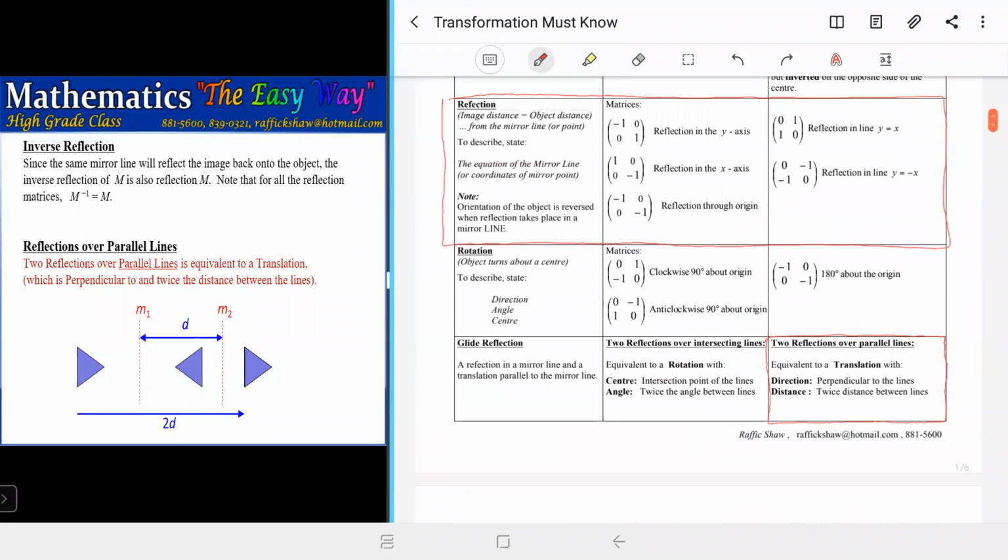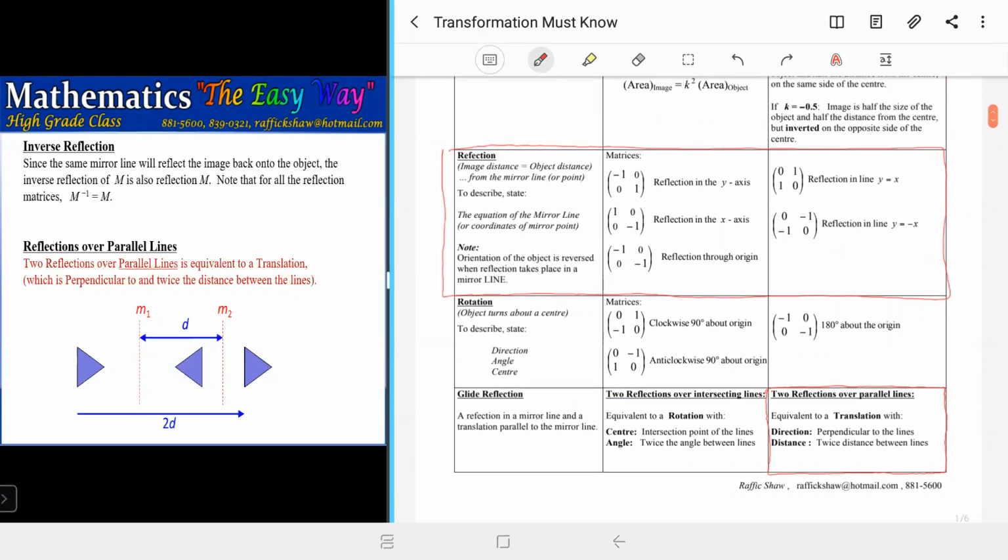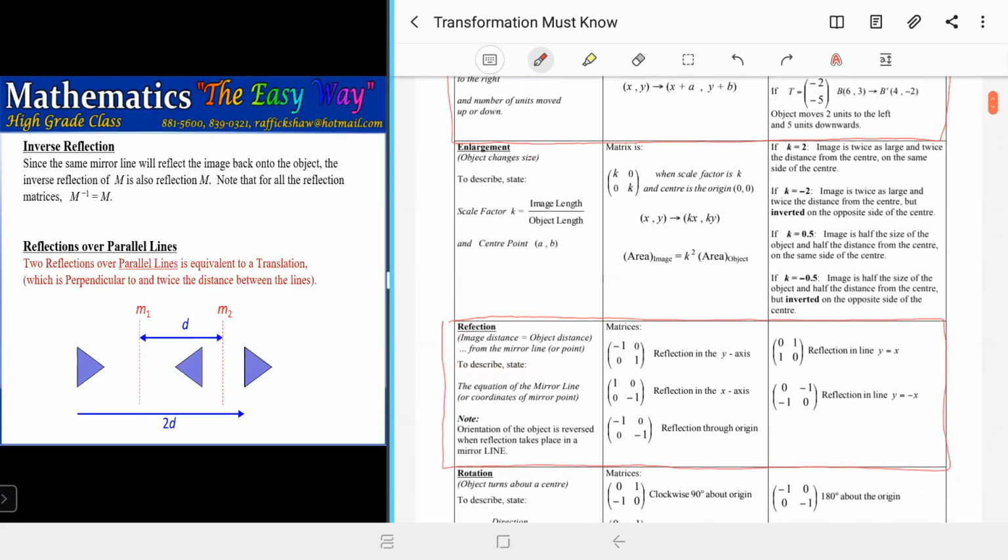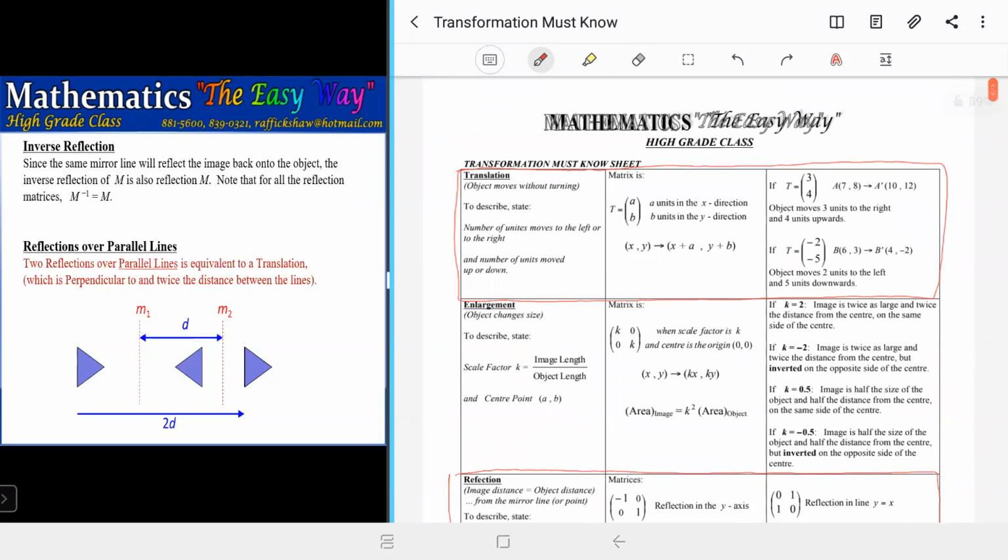Even though I introduced you to the rotation matrices, don't worry about them yet. We're going to deal with them by themselves tomorrow because I want to focus on this. One last thing before you leave: there are questions that will ask you to describe the transformation from time to time, and there's a special way that you describe each kind of transformation.